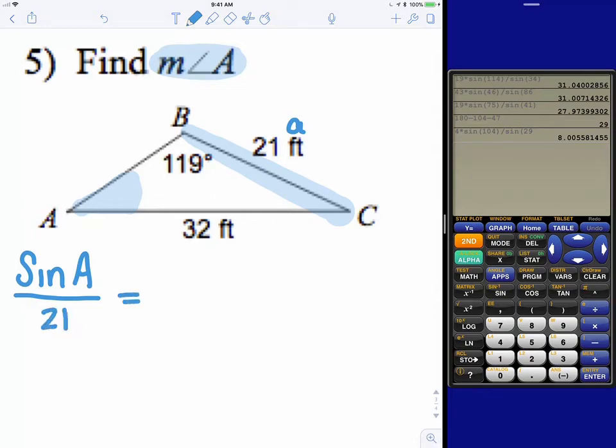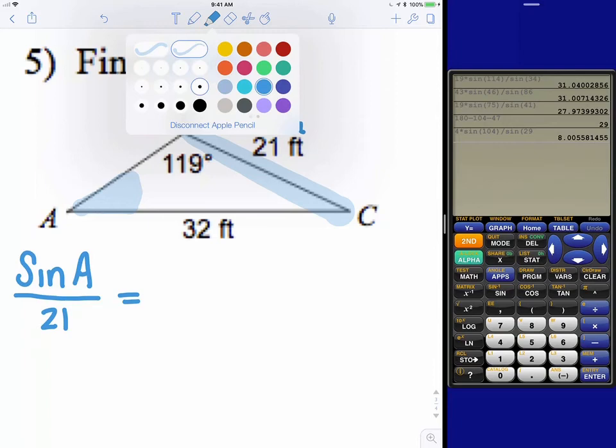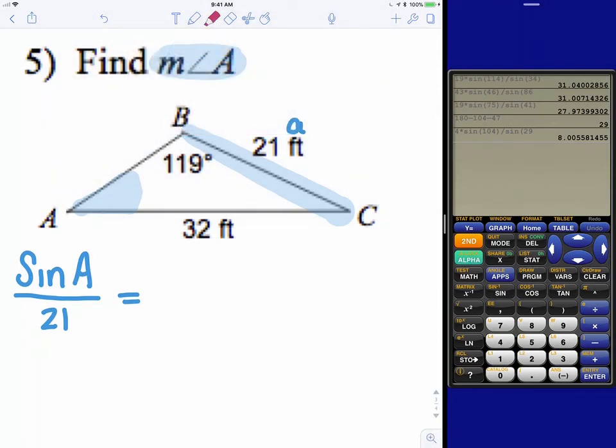equals, and then find your complete pair. You still have to have one complete pair in order to use the law of sines. So I have angle B and I have side little b. So I can set it equal to the sine of angle B, 119, over side little b, which is 32.